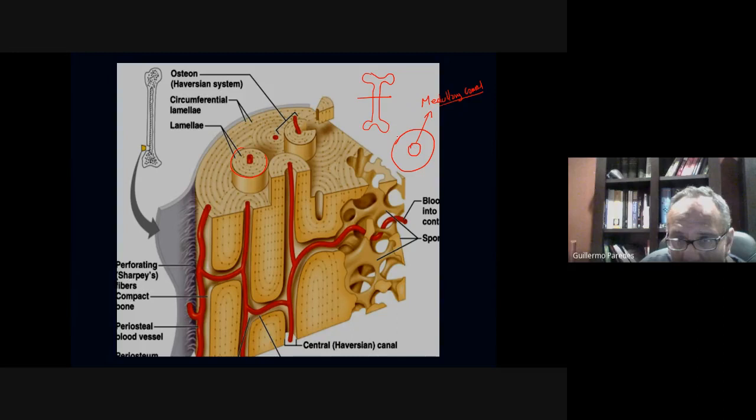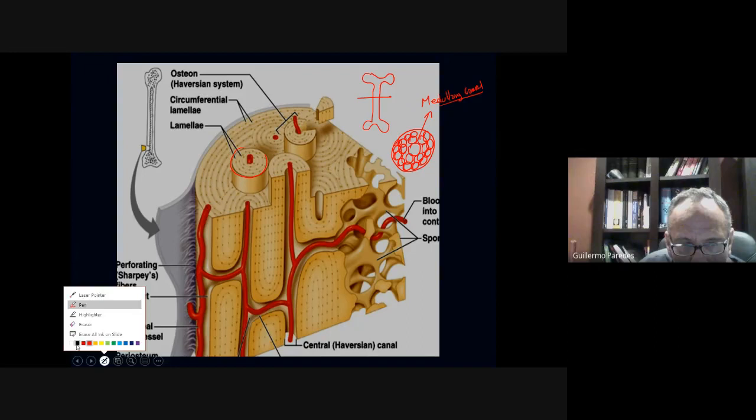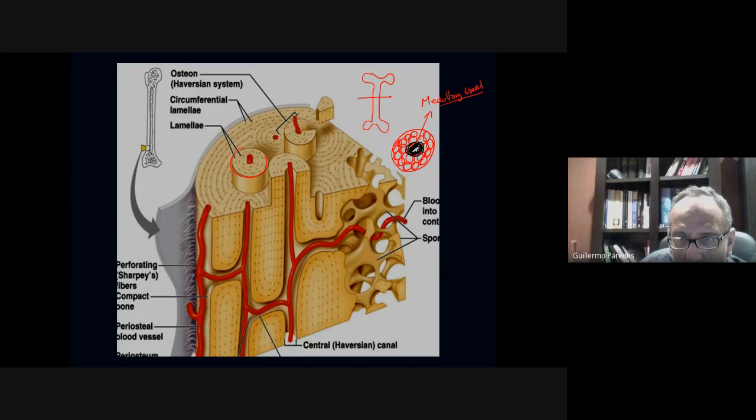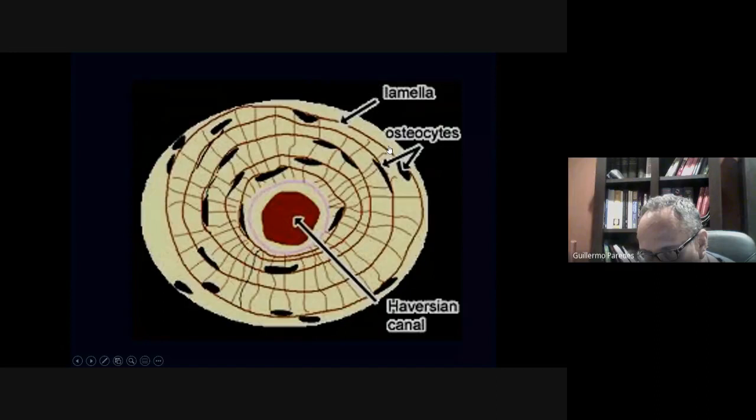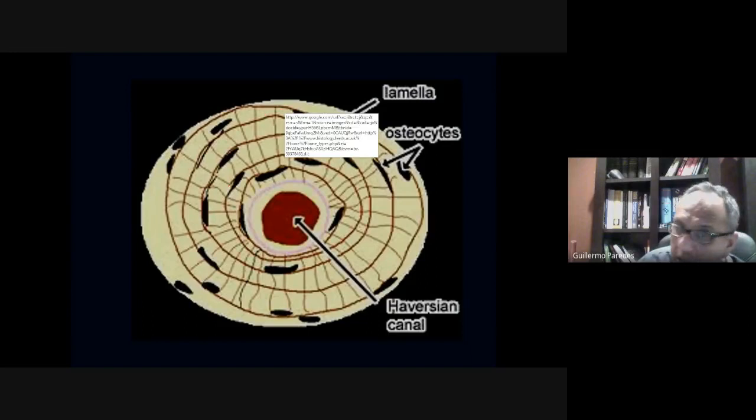I'm going to draw the osteons a little bit bigger. Osteons all around. This in the center is the medullary canal, so don't get confused. Around here we have the osteons, and each of them has in the center one cavity where blood vessels run. I draw it separately so you don't confuse it with the other picture. Many of these are osteons, but please don't think this is the medullary canal. This is just one osteon.